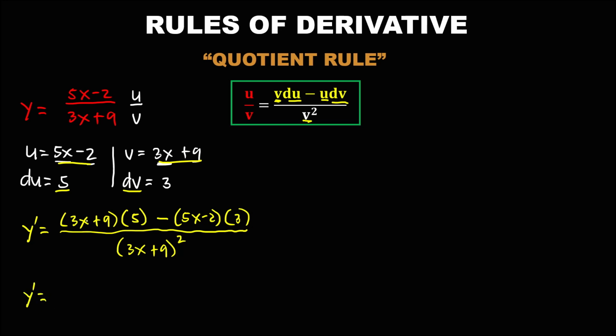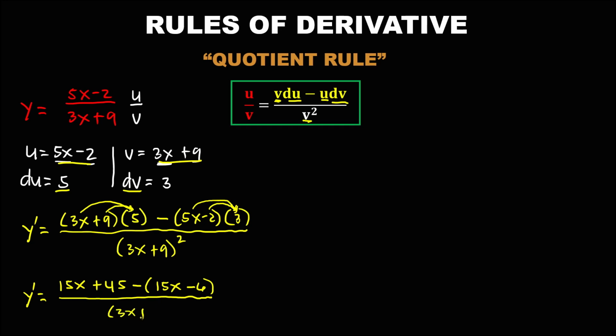Then to simplify, multiply 3x times 5. This is 15x. 9 times 5 is positive 45. Then minus, for the second group we need to put it inside parentheses because we need to distribute this negative. After multiplying 5x times 3, this is 15x. 2 times 3 is negative 6. Then all over 3x plus 9 quantity to the power 2.